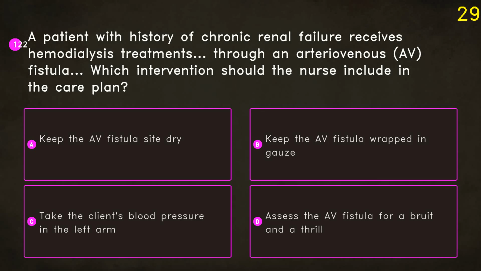Question 122. A patient with a history of chronic renal failure receives hemodialysis treatments through an arteriovenous AV fistula. Which intervention should the nurse include in the care plan? A. Keep the AV fistula site dry, B. Keep the AV fistula wrapped in gauze, C. Take the client's blood pressure in the left arm, D. Assess the AV fistula for a bruit and a thrill.